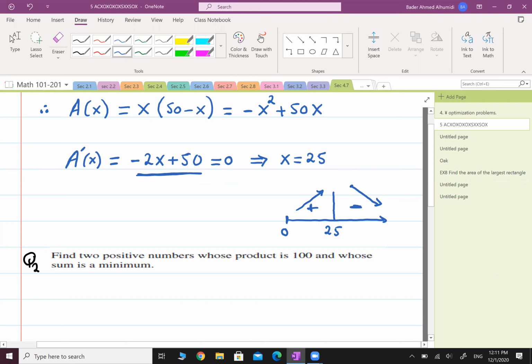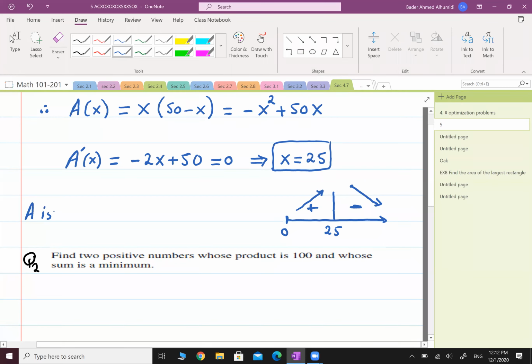Okay, now what do we have at x equal to 25? We are supposed to say we have a local maximum. But actually this is not a local maximum. It is a global maximum. Why is it a global maximum? Because the function is always decreasing after 25 and always increasing before 25. So this is a maximum. So A will be maximum if x equal to 25 by the first derivative test. We can say x equal to 25 will lead us to the maximum area.